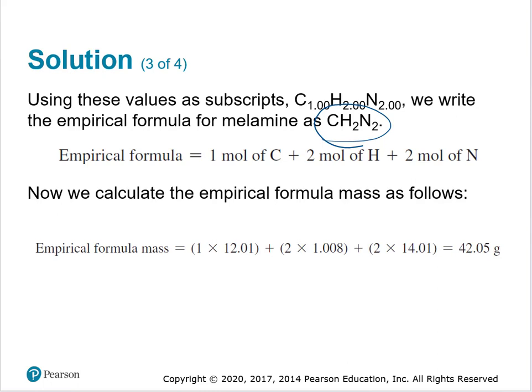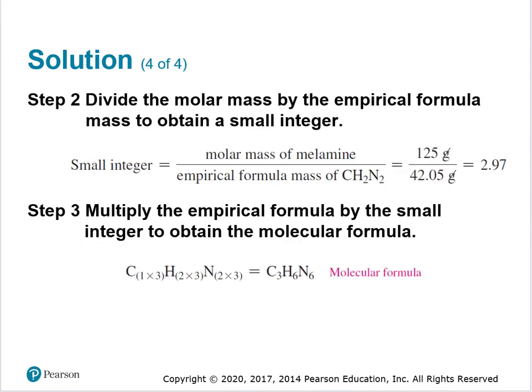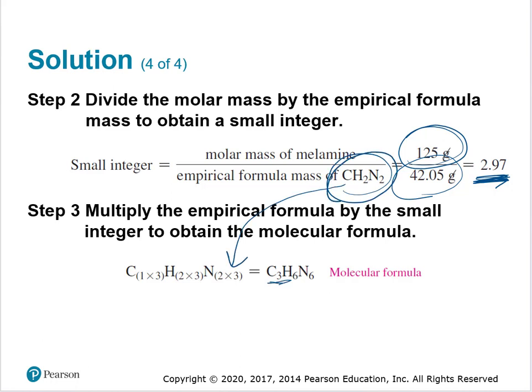Now we need to find the empirical formula's mass. Let's add up 1 carbon, 2 H's, and 2 N's. That'll give me the empirical formula mass of 42.05. Now we can find out what that integer is and take that 125 grams that we were told for the molar mass divided by the empirical mass, and we got 2.97, which is really, really close to 3. That means we're going to take that empirical formula and we're going to times everything by 3. 1 times 3 would be 3, 2 times 3 is 6 and 6, giving us the molecular formula for melamine.